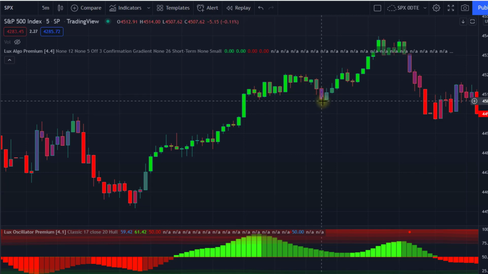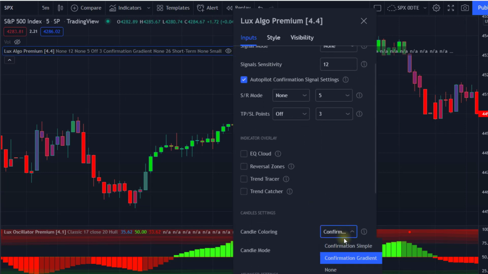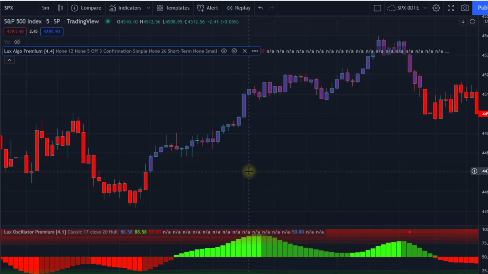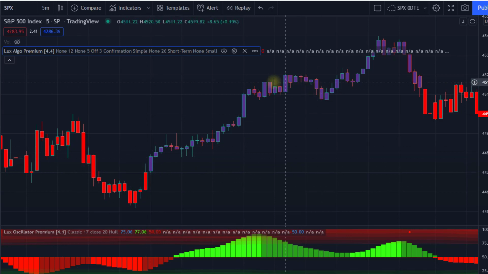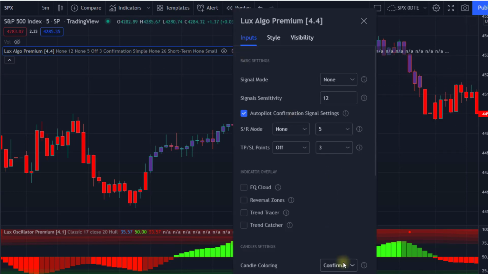Now, I personally like the gradient, and you'll see why in a minute. It just fits in with everything else. You can alter this to be confirmation simple, just so you can see what that looks like. To me, it's red and then it's purple, and there's not enough nuance for me, so I like the gradient mode. So let me turn that back on.